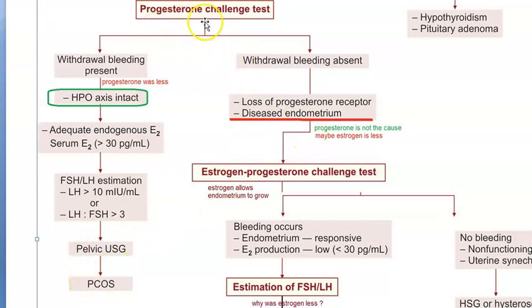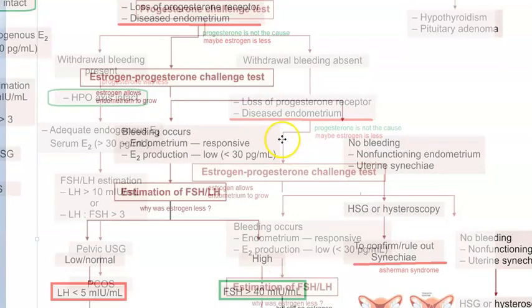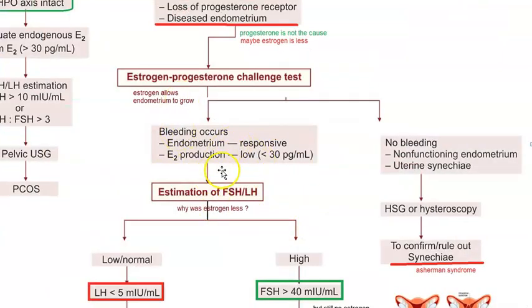Then if with the progesterone challenge she's not bleeding, that means progesterone is not the cause. Then maybe estrogen is less. So then they will do an estrogen progesterone challenge test. Okay. So estrogen will allow the endometrium to grow. Then once the endometrium grows and it sheds, the endometrium is fine.